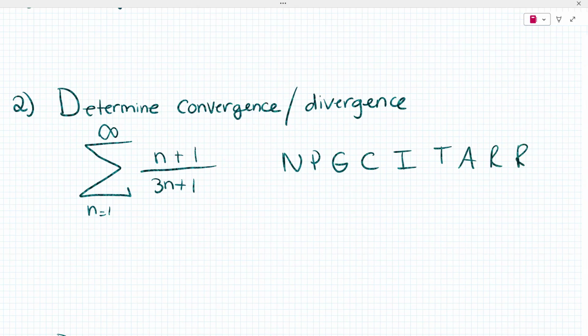Okay, so I think we can start with the nth term. Can we use the nth term? I think so. I believe it is a fraction, so I think we can definitely use the nth term. So let's use the nth term test.